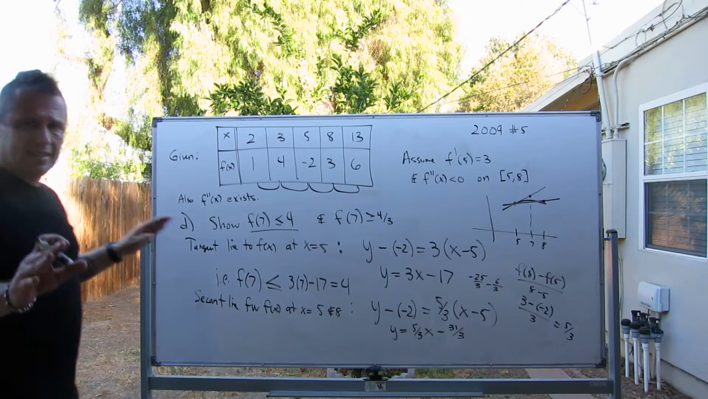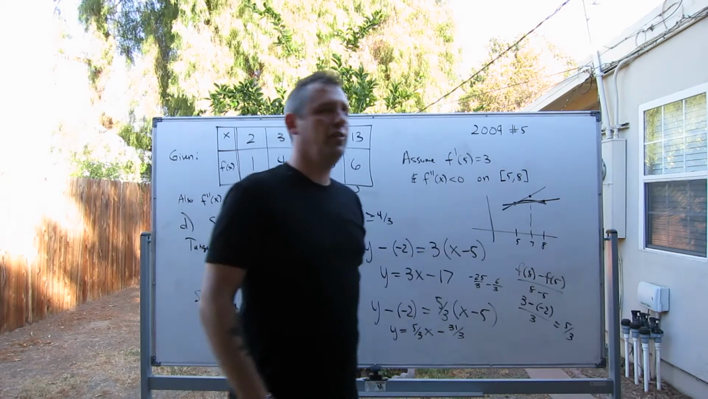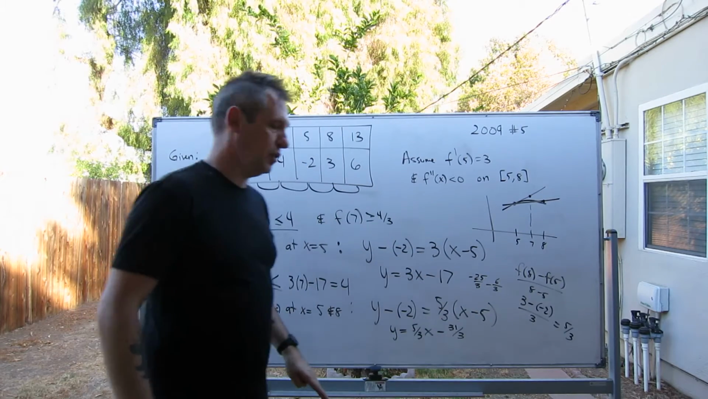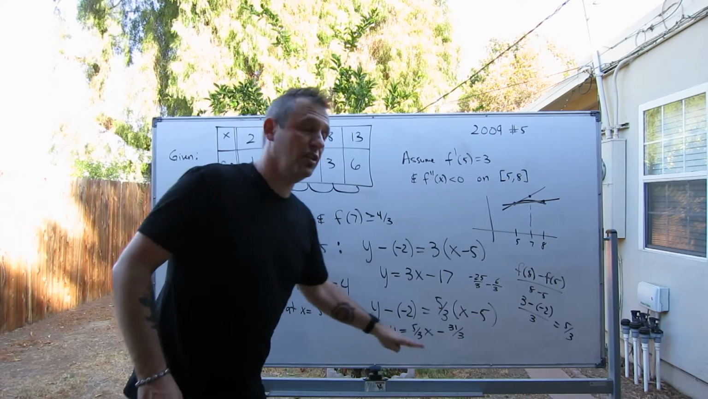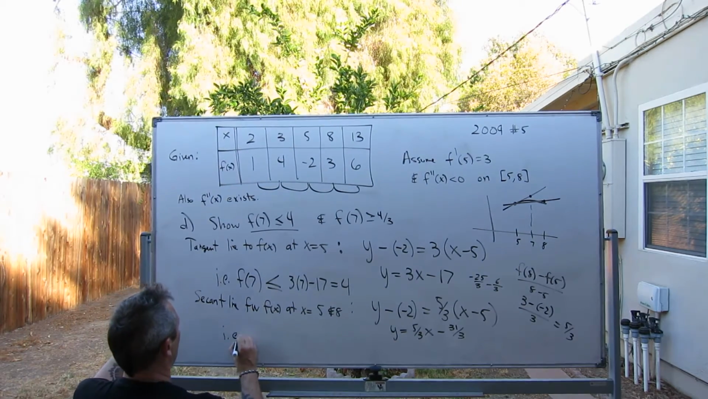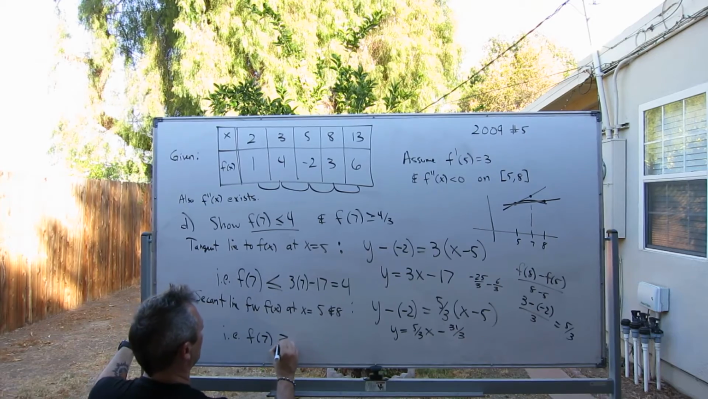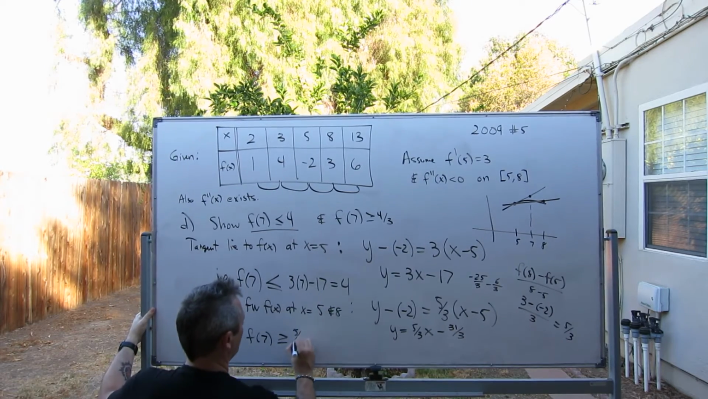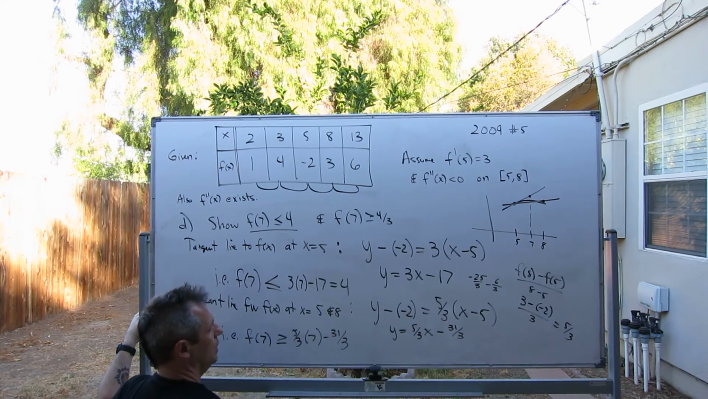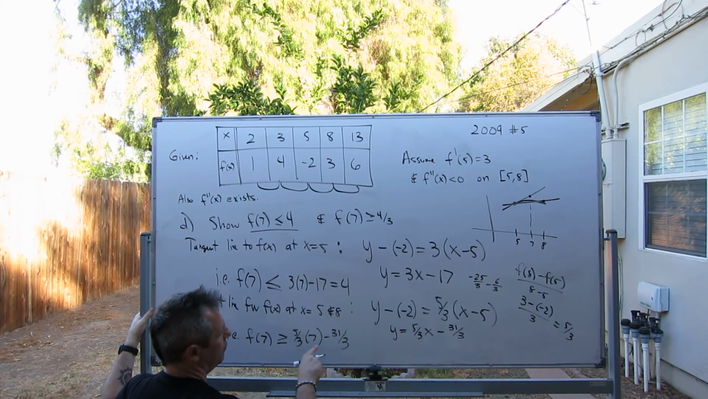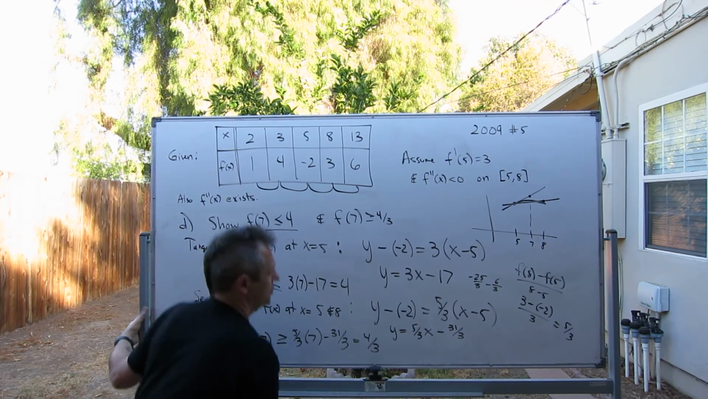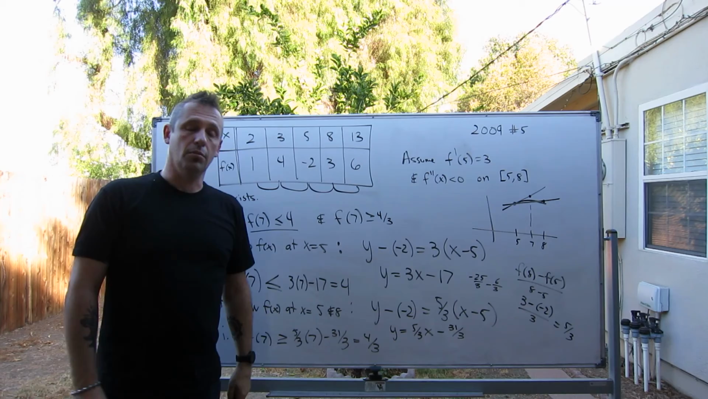And now, as discussed from before, the actual value of the function at 7 should be above the value of the secant line at 7. That is, f of 7 should be greater than or equal to 5/3 times 7 minus 31/3. And that's 35/3 minus 31/3, which is 4/3. And that completes that problem.